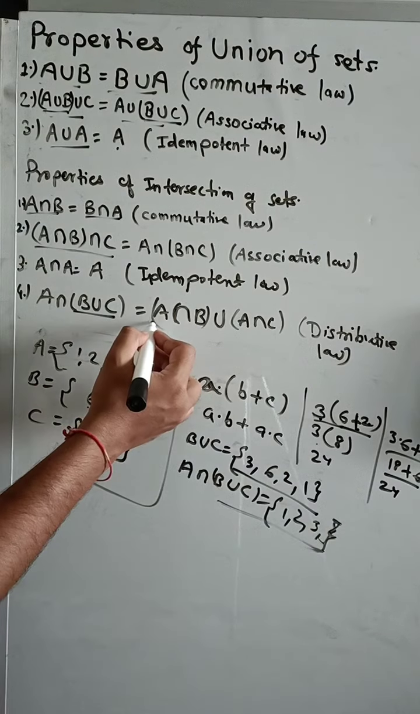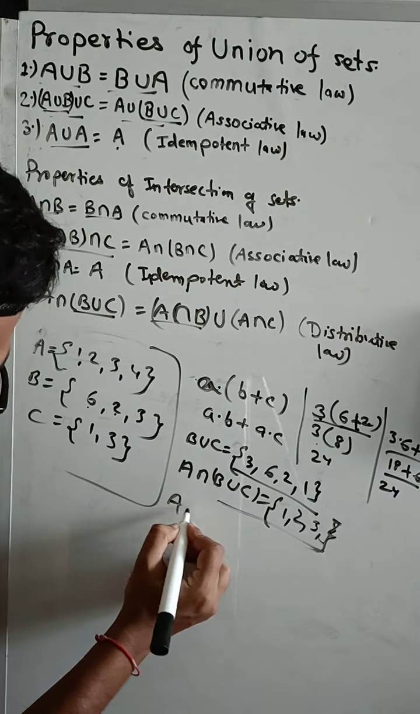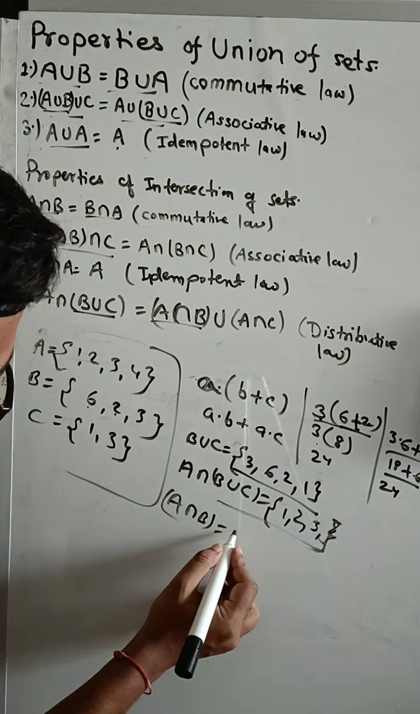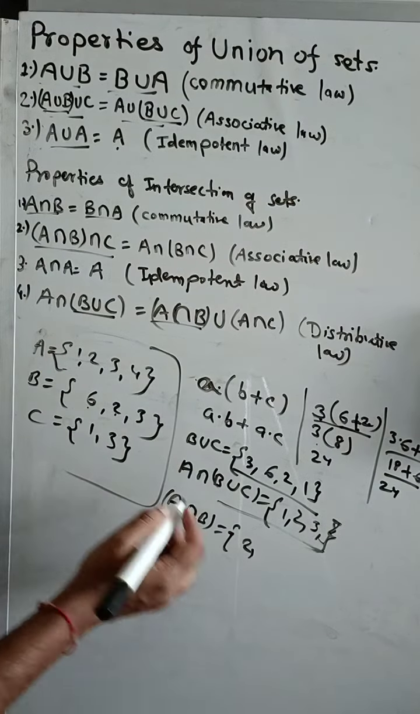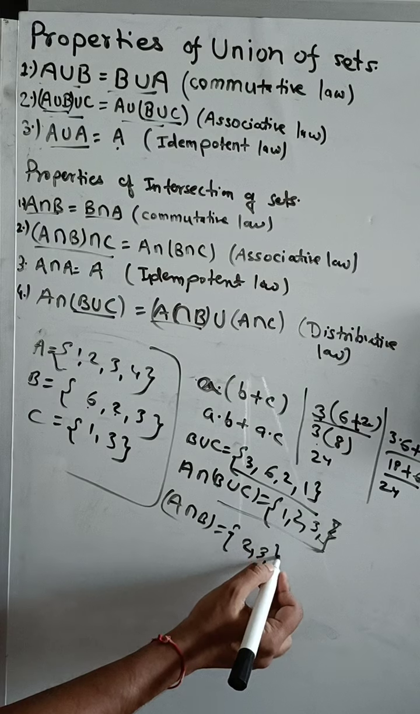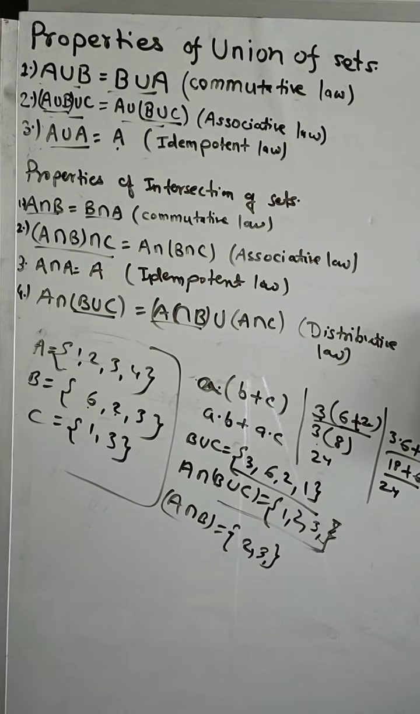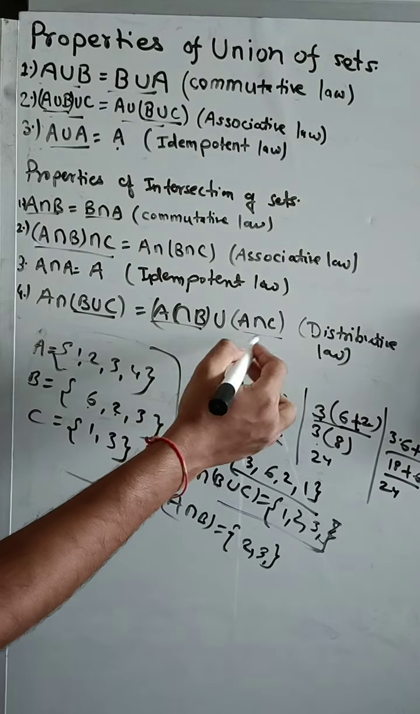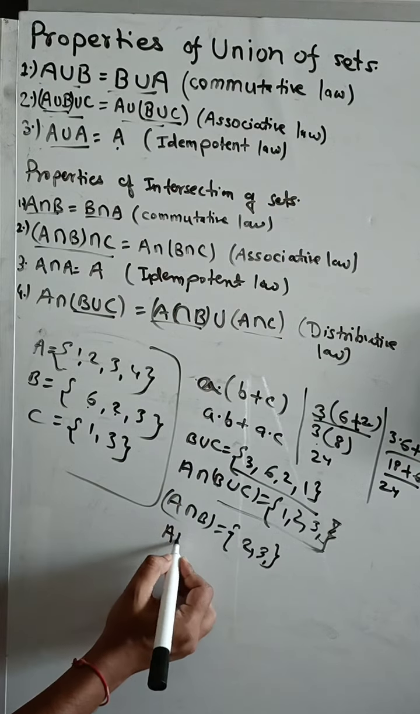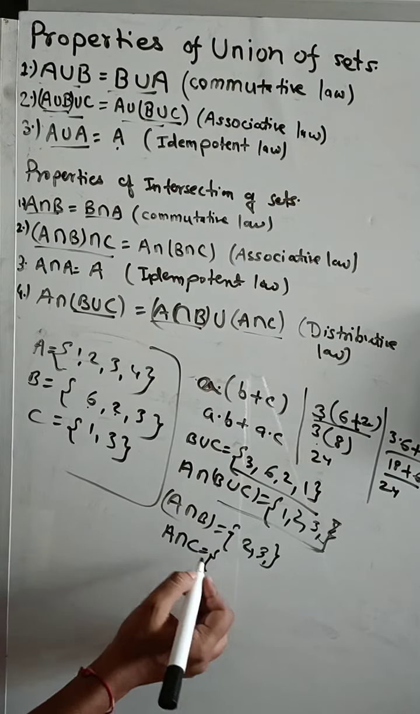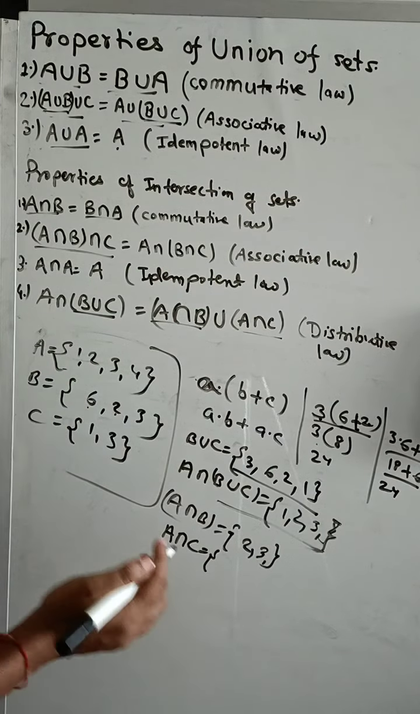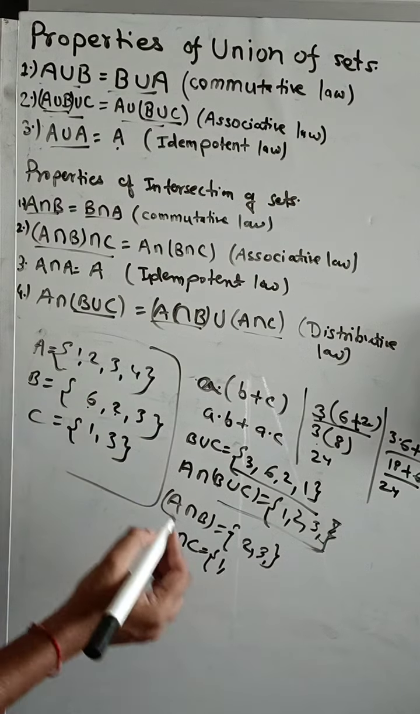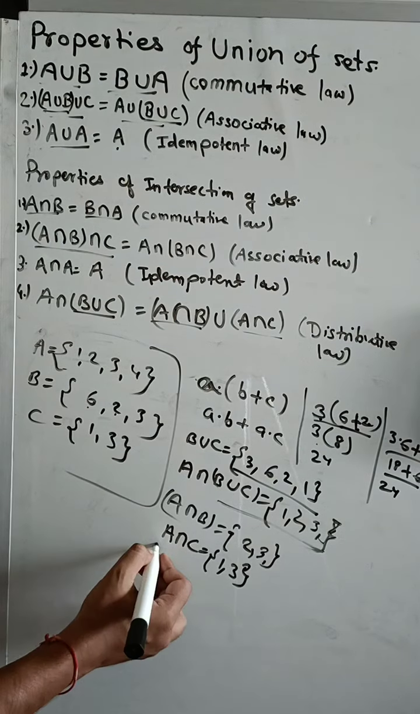In the right hand side we have to first calculate A intersection B. We know intersection means common in A and B both. 1 is not common, we will not take it. 2 is common, yes, we will take it. 3 is common, yes, we will take it. And 4 is not common. Okay, the bracket one we always solve first. Now A intersection C. The intersection between A and C: 1 is common, 2 is not there, 3 is common, take it.